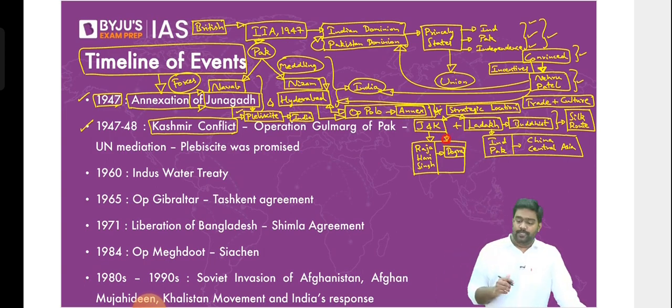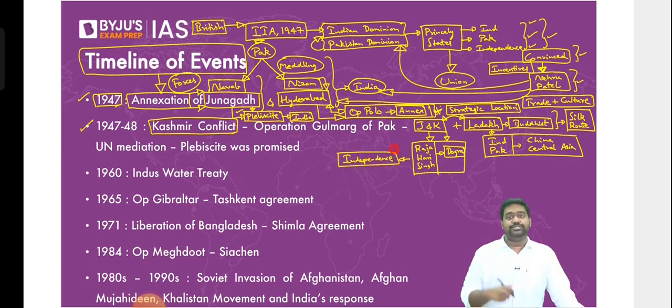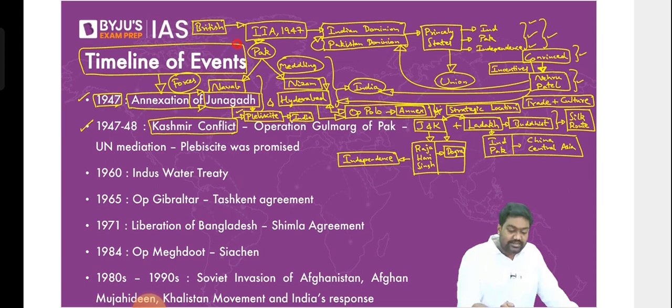So Raja Hari Singh weighed his options and he actually chose independence. Keeping his own personal interests plus the interest of his people in mind, he opted for independence as per the Indian Independence Act. He decided not to merge with India, not to merge with Pakistan. So technically, legally speaking, for a short while, J&K was an independent country. It was neither part of India, nor part of Pakistan.